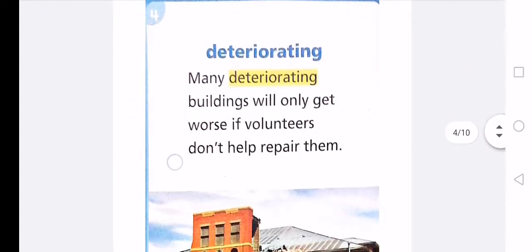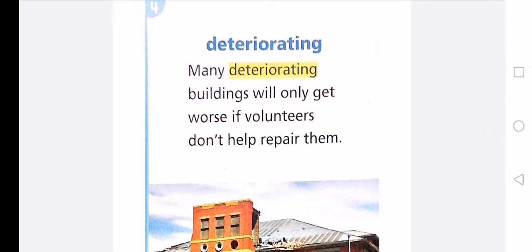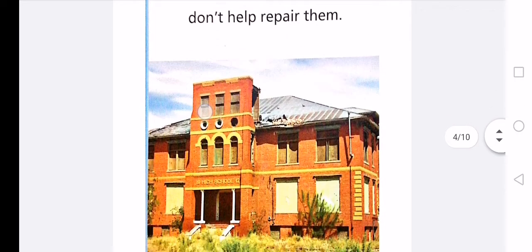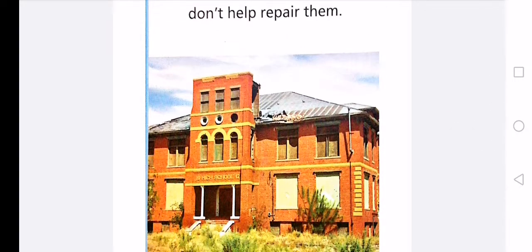Number 4, the word is deteriorating. Many deteriorating buildings will only get worse if volunteers don't help repair them. Deteriorating is when something is going bad, or when something is rotten, or when something is just not useful anymore. So look at the picture. In this case, this abandoned building is deteriorating, it's falling apart, it's not useful anymore, right? It's all destroyed.